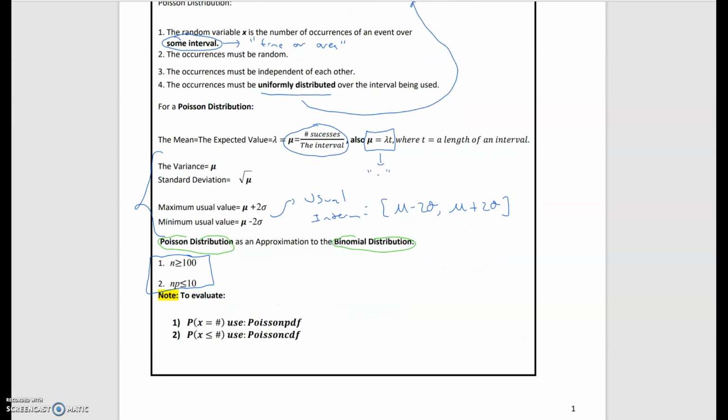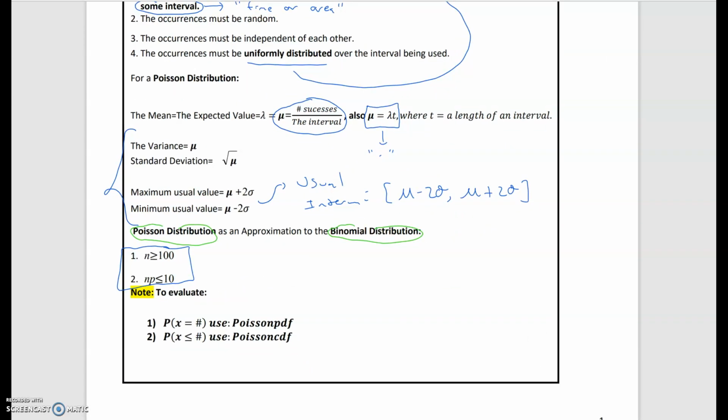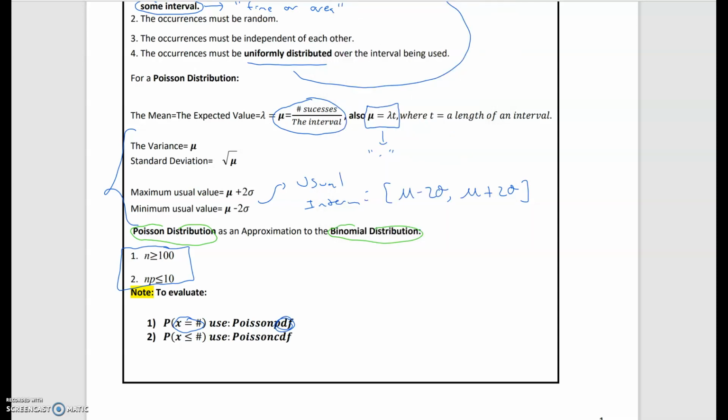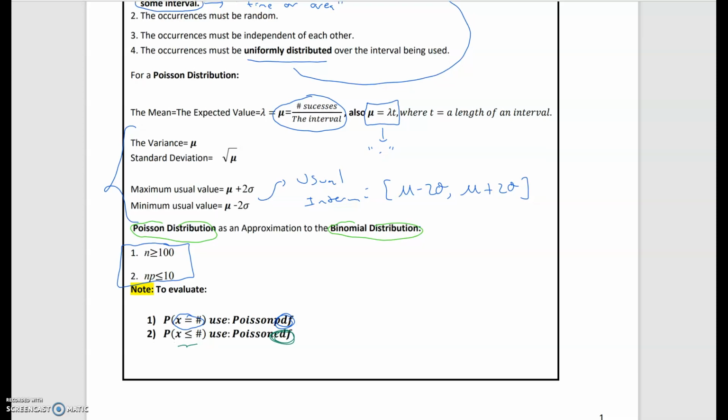And lastly, the code that we're going to be using for our evaluation is the following. If we're evaluating an exact value, in this case, the probability of some random variable equals, you're going to be using PDF. If it says greater or less than, we're going to have to adjust it to less than or equal, and the code is going to be the CDF. So less than or equal, CDF would be the proper code.